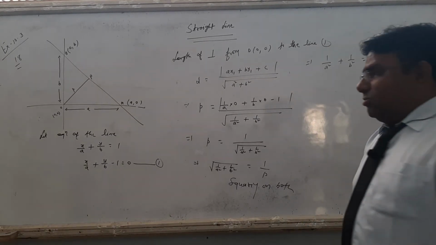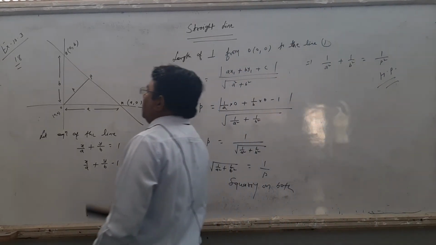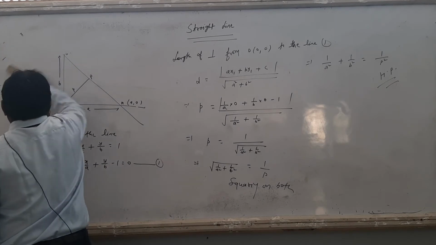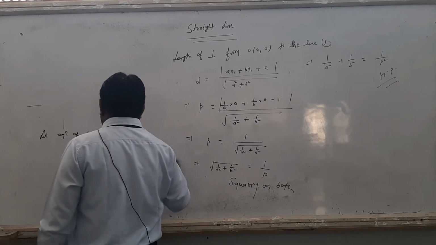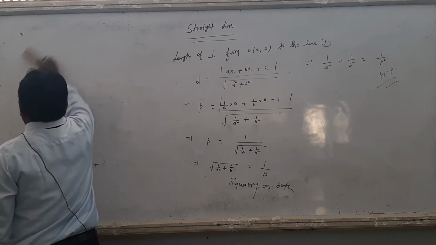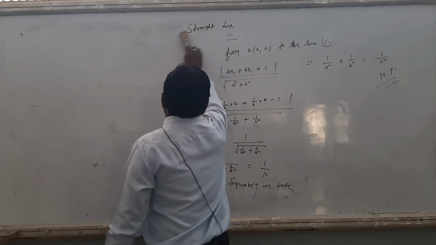Now question 16, and 16 again is the same question, right? Question number 16. Now the equations of the lines are given, and there are two lines given. So it is the same formula.